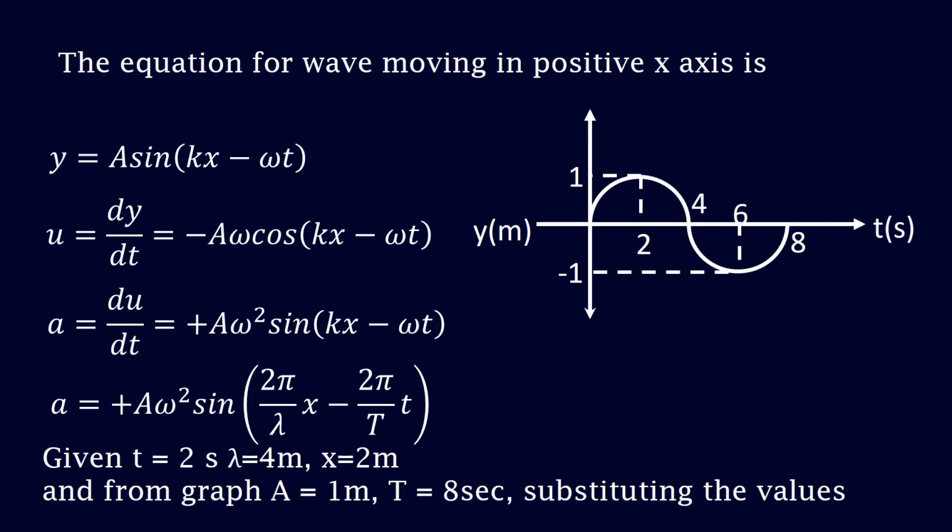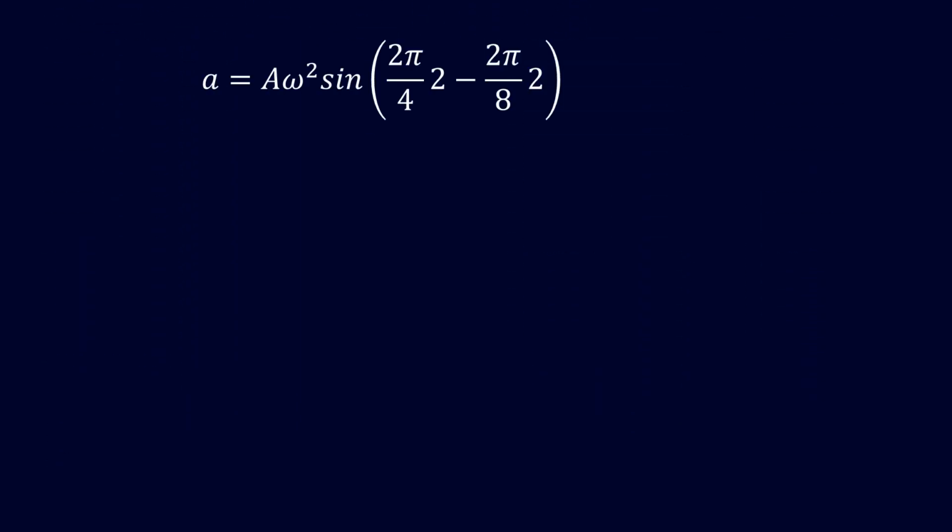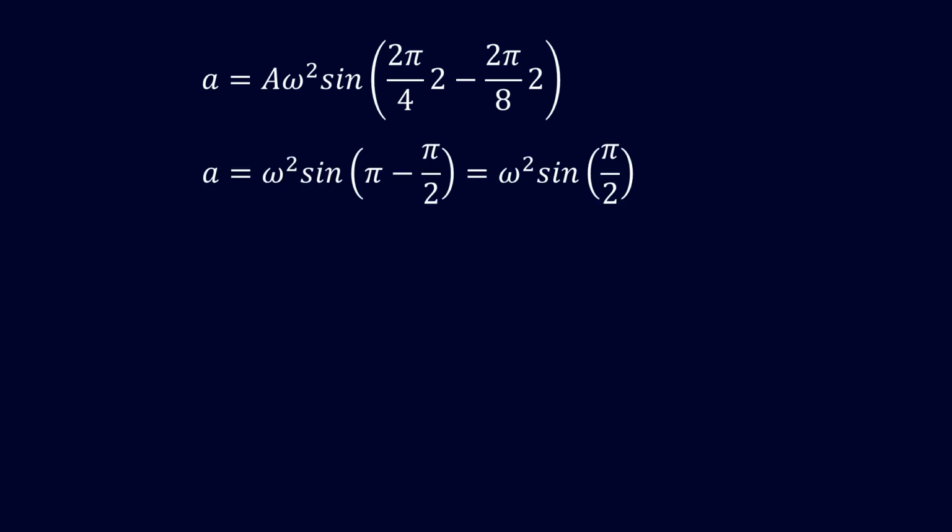Given values are time t is equal to 2 seconds, lambda is equal to 4 meters, x is equal to 2 meters, and from the graph a is equal to 1 meter, T is equal to 8 seconds. We get a is equal to a omega square sine of (2 pi upon 4 into 2 minus 2 pi upon 8 into 2). On simplifying, we get a is equal to omega square sine of (pi minus pi by 2), which is equal to omega square sine of pi by 2. Sine of pi by 2 is 1. Therefore, we get a is equal to omega square.